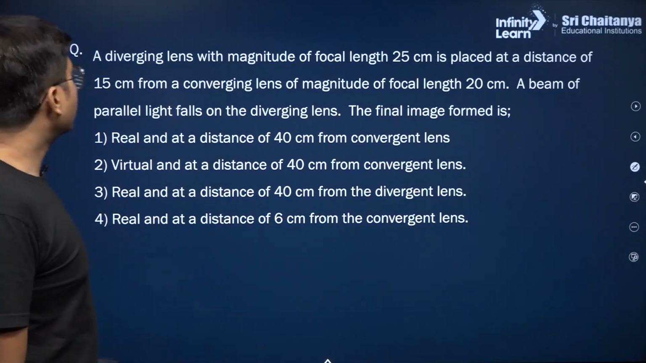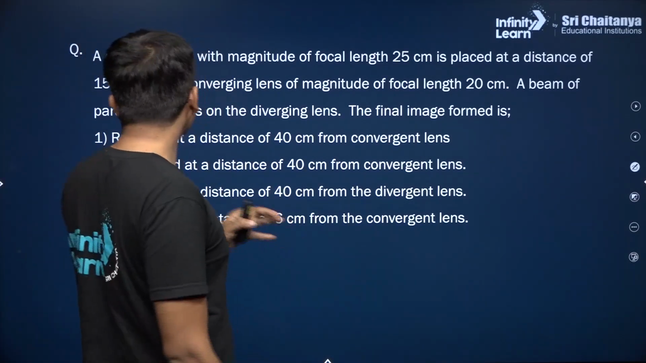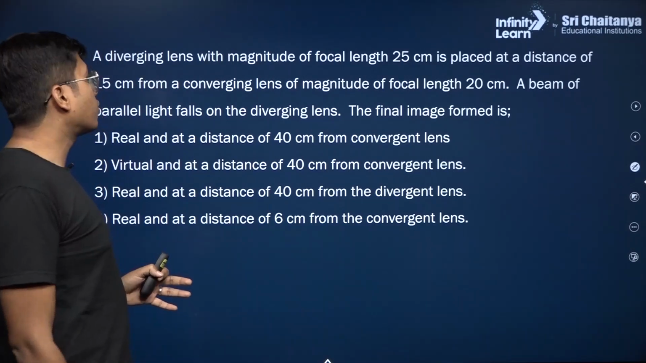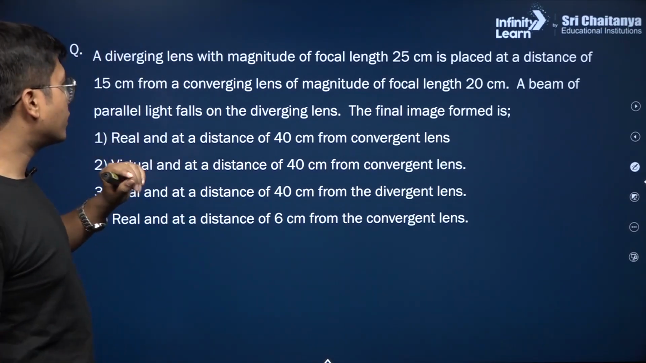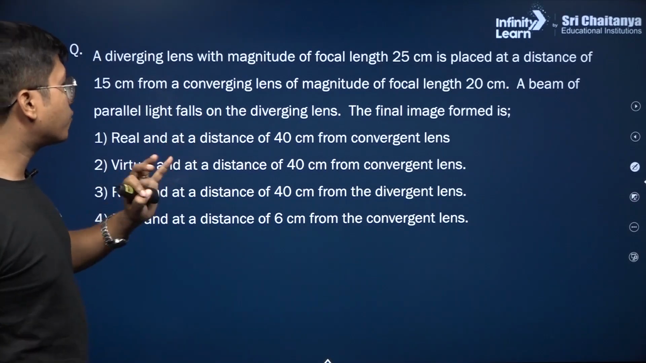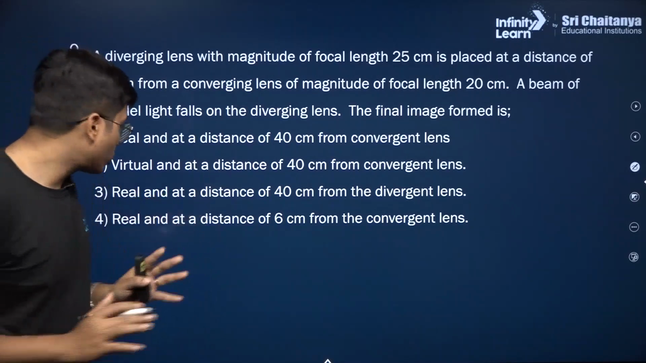Next question: a diverging lens with magnitude of focal length 25 cm is placed at a distance 15 cm from a converging lens of magnitude of focal length 20 cm. A beam of parallel light falls on the diverging lens. The final image formed is... So let's quickly draw out what the diagram is going to look like.